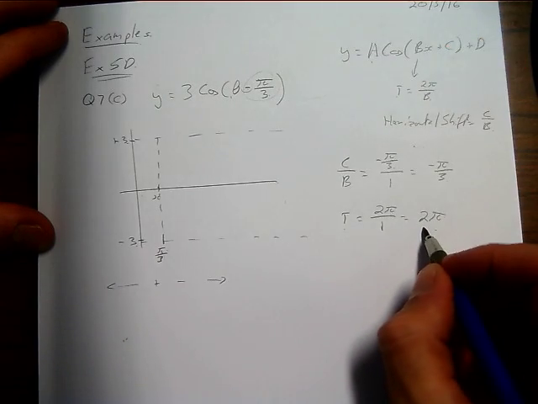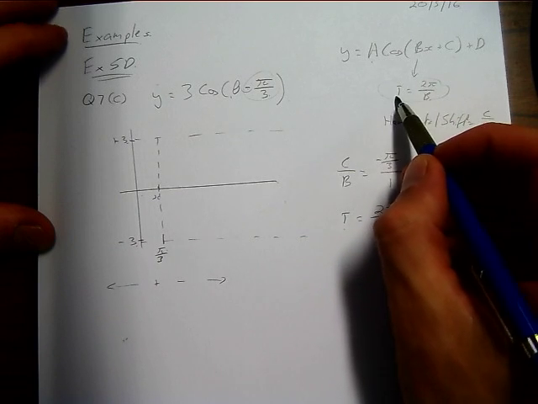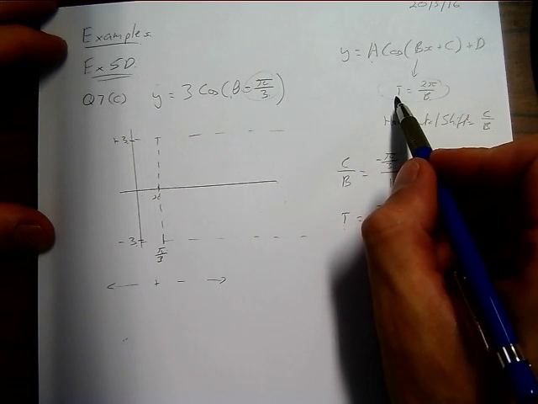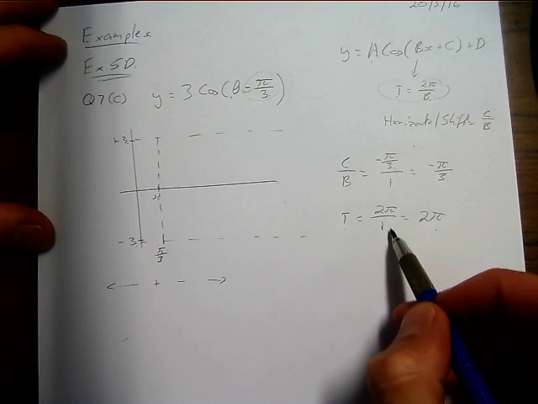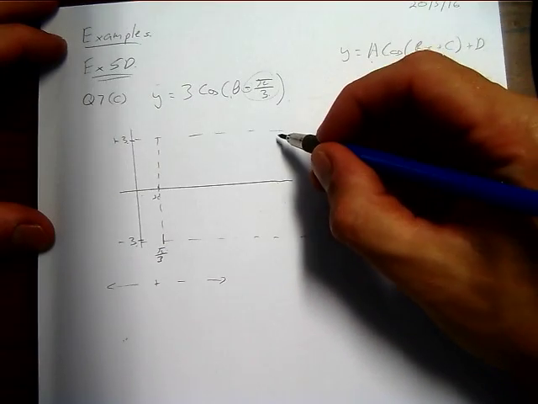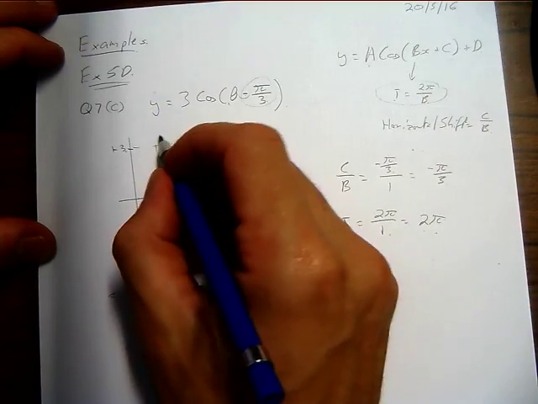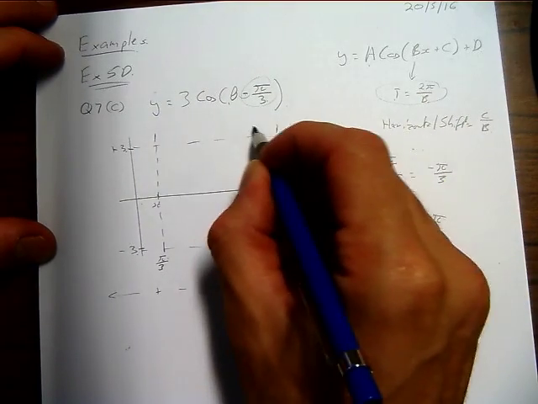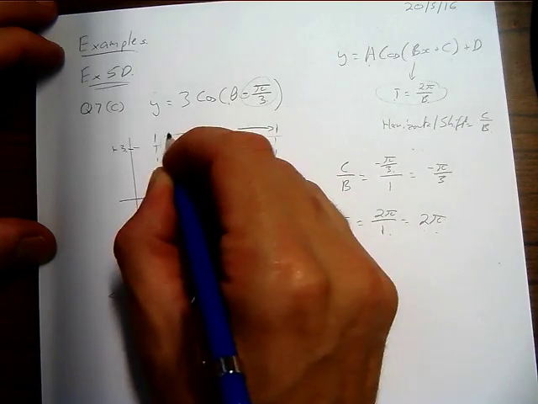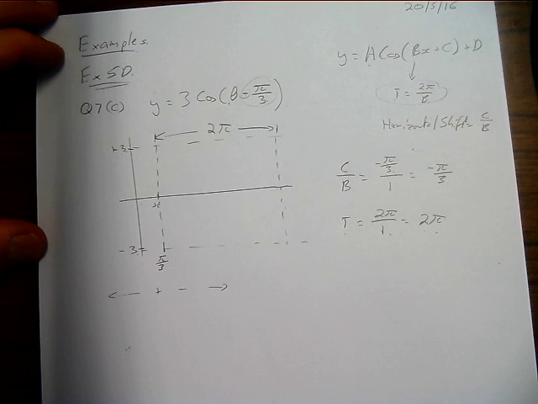So my period, I have this rule for my period. T is my period, that's the symbol I use for it. Yep, 2 pi on B, 2 pi on 1, 2 pi. So I need to work out the end of my box, so that my box is going from the start of my box to the end of my box. That distance, we could say, is 2 pi.